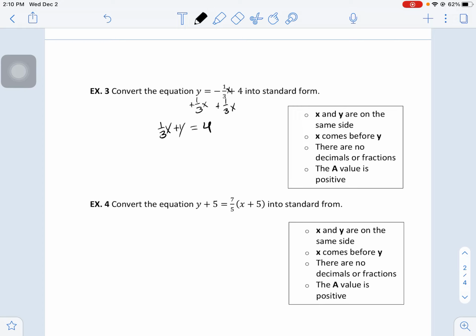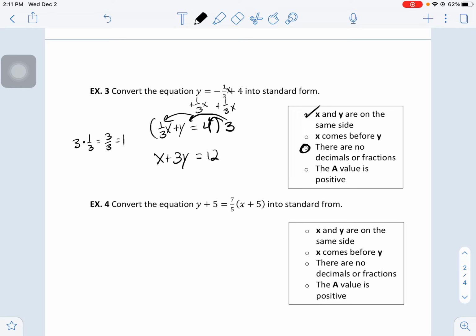All right, and in our checklist here, it says there can't be any decimals or fractions. And currently we have a fraction. So the way to get rid of a fraction would be to multiply the entire thing by whatever's in the bottom of the fraction. So I'm going to multiply everything by 3, and that would distribute the 3 to all of these. So 3 times 1/3 equals 3/3, which is just 1. So that's going to become x. 3 times y is plus 3y. And then 3 times 4 gives us 12.